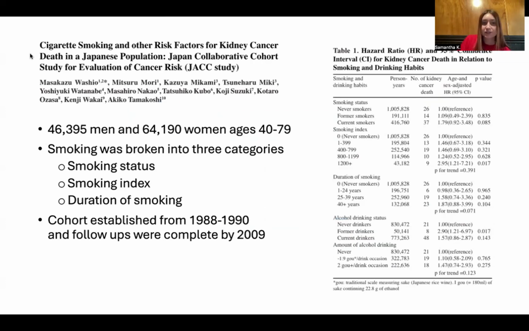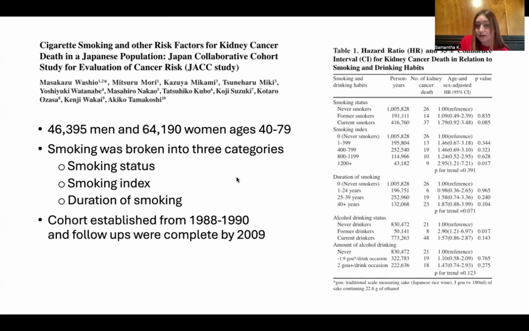So for my study, I chose cigarette smoking and other risk factors for kidney cancer death in a Japanese population. This study recruited 46,000 men and 64,000 women ages 40 to 79 from the general population and from routine medical checks. The cohort was established from 1988 to 1999, and upon joining, people were given a survey to determine their levels of smoking. Smoking was broken down into 3 categories: smoking status, which is never, former, or current smoker; smoking index, which is calculated based on the number of cigarettes per day times the years smoked; and the duration of smoking.